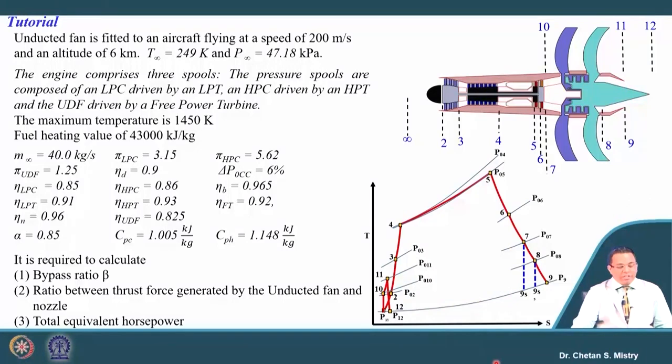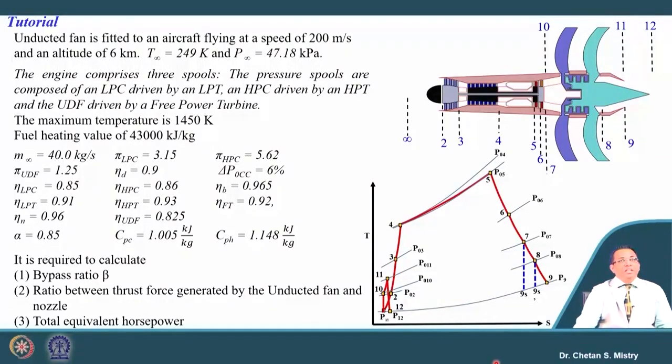We have an unducted fan that is fitted to an aircraft flying at 200 meter per second at an altitude of 6 kilometer, where temperature is 249 Kelvin and pressure is 47.18 kilopascal. Be careful, this speed is at that particular altitude, so we cannot straightaway take this in terms of Mach number. If we are taking that Mach number, it should be with this temperature.